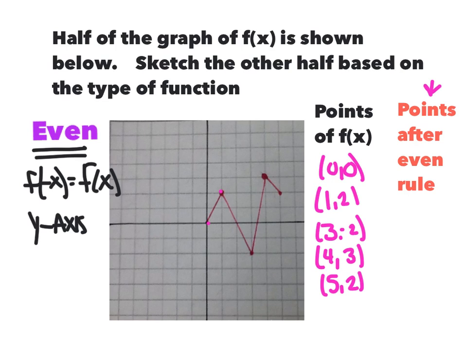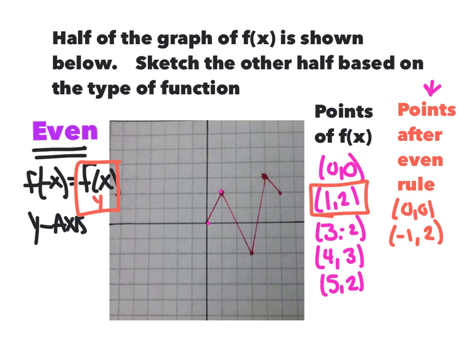Now we're going to apply the rule and we'll write out our new points. So the rule says, when you substitute in negative x, you need to get out the original f of x. So remember, f of x is the y value. So when I substitute, well, 0, 0 is going to remain 0, 0, of course. So let's start with 1, 2. When I substitute in a negative x, so a negative 1, I need to get out the original y value. So I'm going to get out a y value of 2. We'll take the next point, 3, negative 2. When I substitute in a negative x, so I'm going to make the x negative, I have to get out the original y value. So I'm going to get a y value of 2.